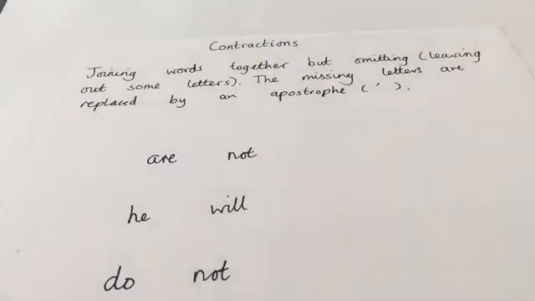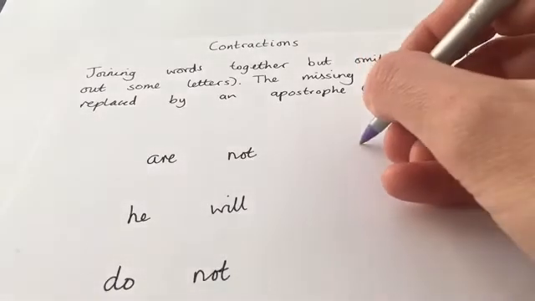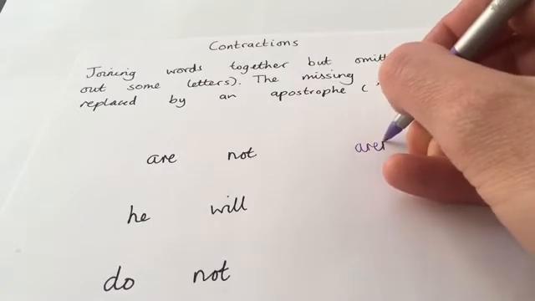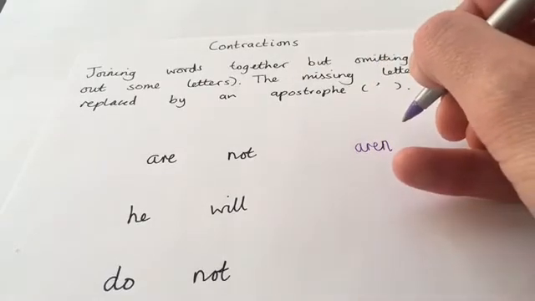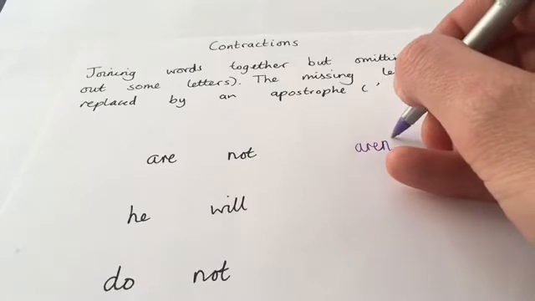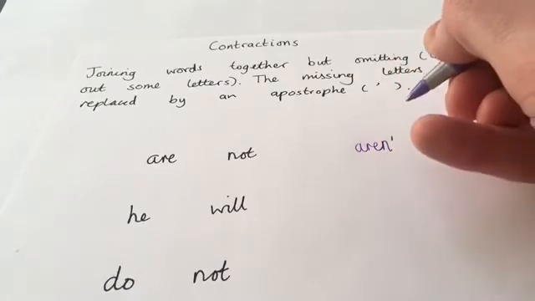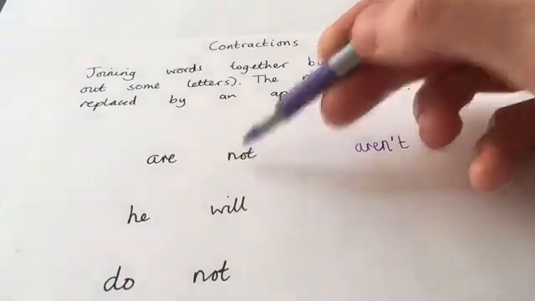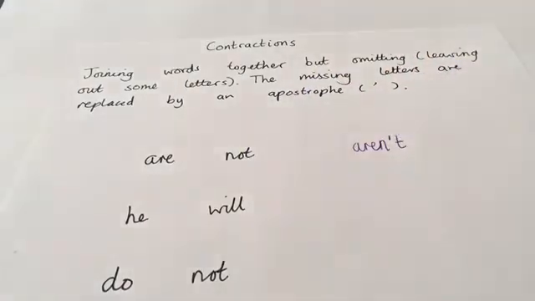So if we start by looking at the words are not. If we make those into one word, a contraction, they become aren't. Aren't you enjoying yourself, for example? The spelling here is are, and we've got the N from not. We're actually not going to include the O, and then we have the T. So it's the O that's being replaced here, so we have the apostrophe here to show that that's the case.